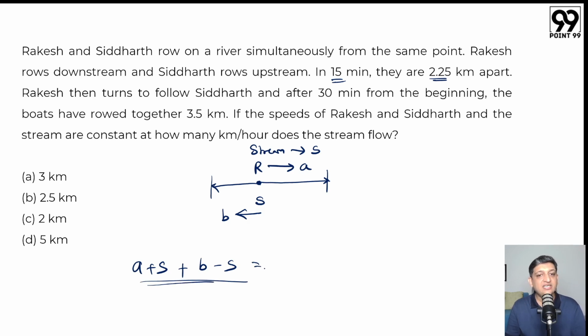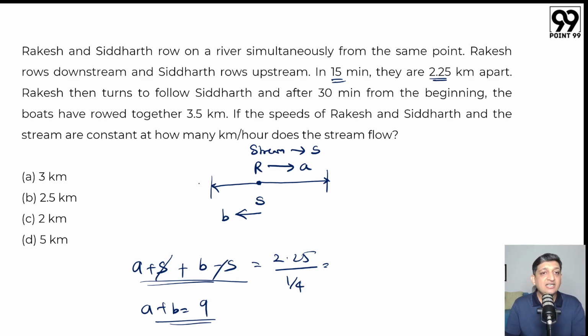Right, so this is the relative speed, but speed is nothing but distance upon time. We know that the distance is 2.25 kilometers. We know that the time is 15 minutes. Now 15 minutes is 1/4 of an hour. So what can we say is the sum of the two speeds? Because S will get cancelled out, we will see that A plus B is going to be equal to 2.25 into 4, or 4.5 into 2, that is going to be equal to 9. So the sum of the speeds of Siddharth and Rakesh will become 9 according to the first case.